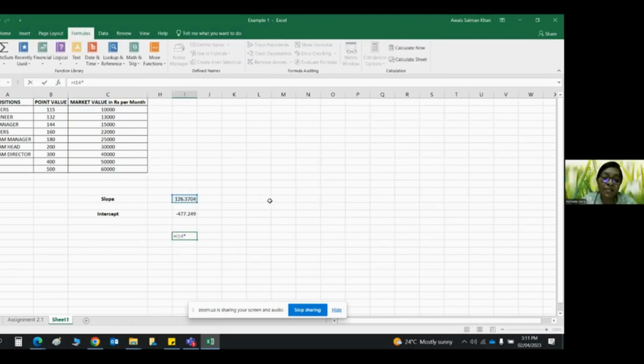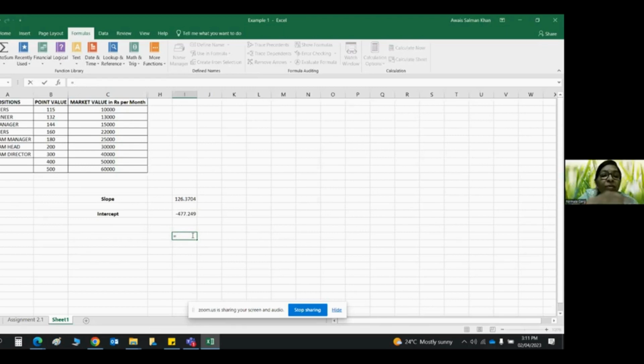You can put that as a formula. Slope multiplied by point value plus intercept. So I have to take it from the formula, or I can put the number itself? Now you know that formula, right?